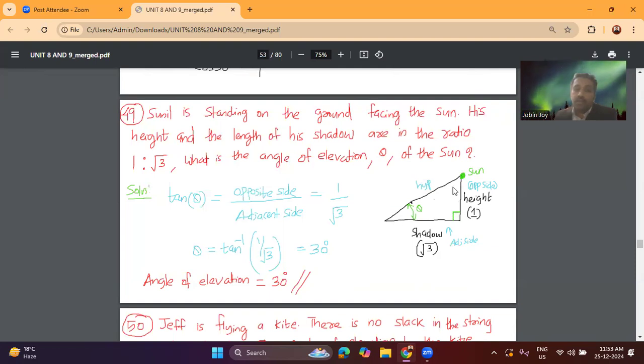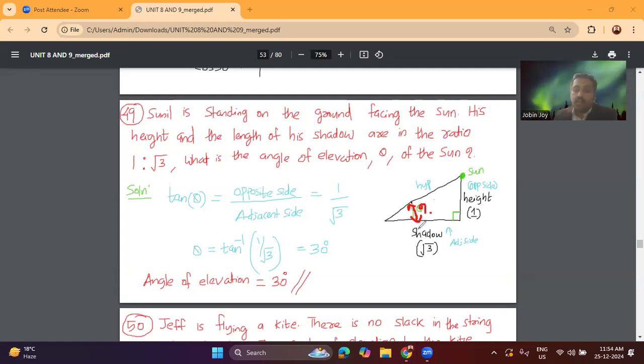Okay, so draw a right angle triangle like this. So this is the sun and this is the height. Height of Sunil is given. It is in the ratio of 1:root 3. So this is 1, and this is the shadow, root 3. So this is a right angle triangle. The question is, what is the angle of elevation? Angle of elevation means this angle. You have to find this angle. This is the angle of elevation of the sun.